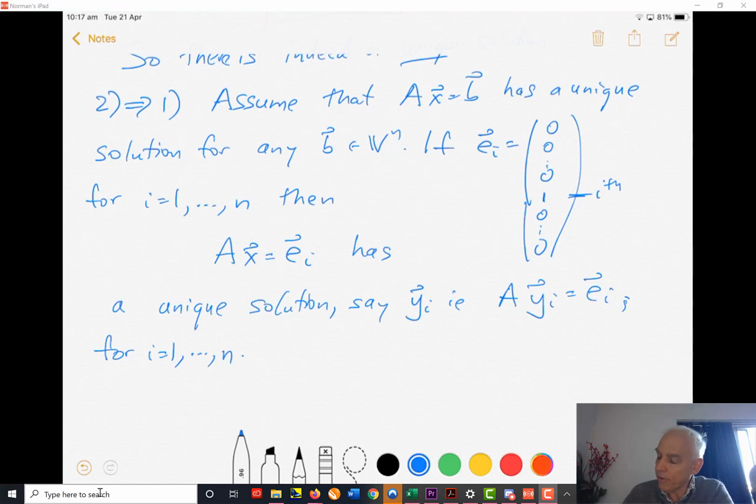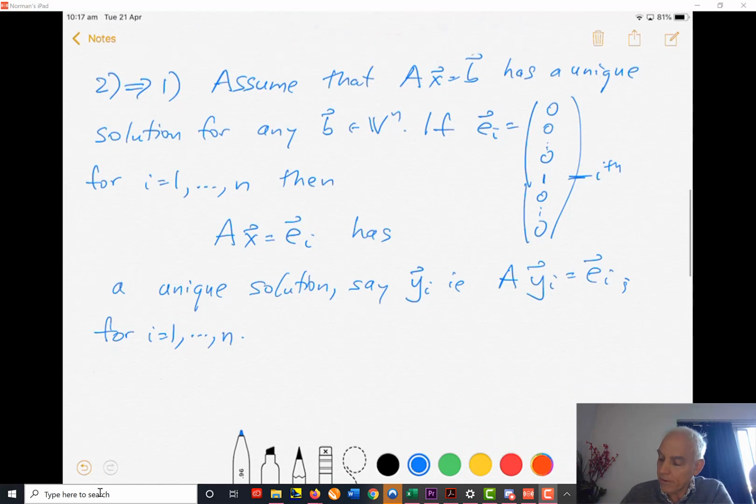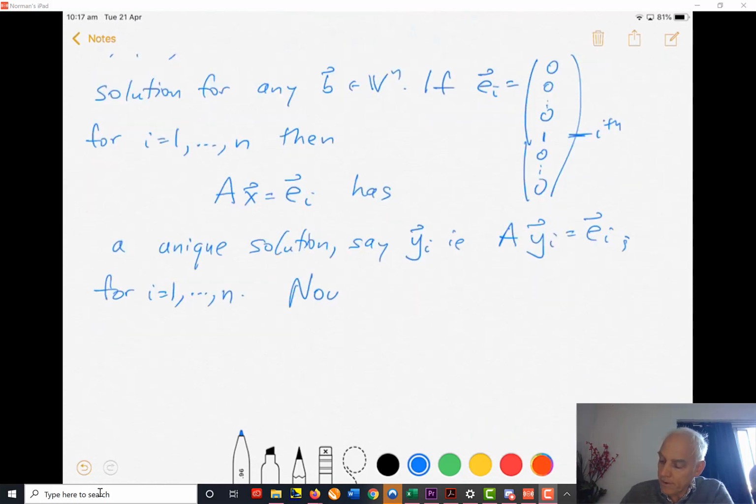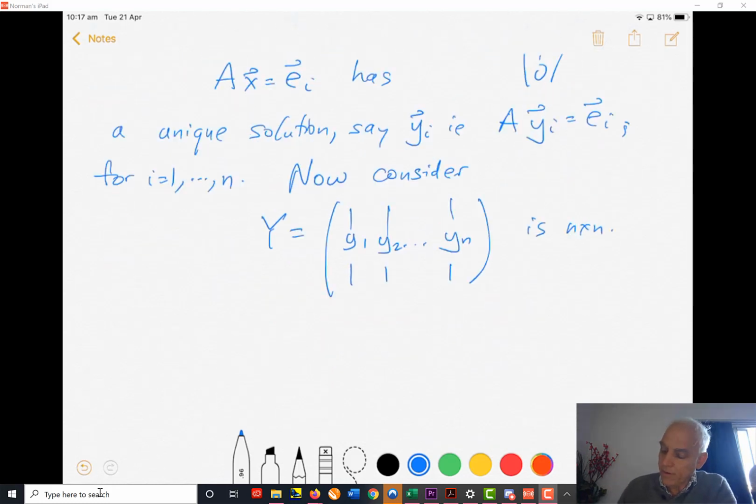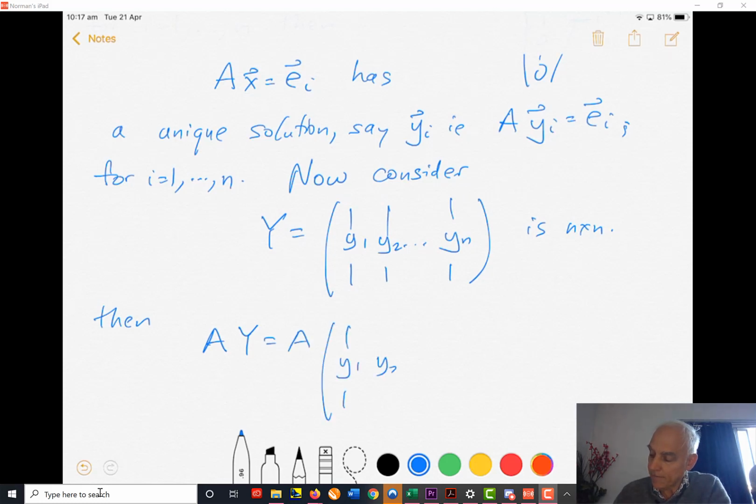Now what we do is we consider putting them all together. Consider the matrix, say, Y, which has Y1 as its first column, Y2 as its second column, all the way up to Yn as the last column. This is also n by n. Then, what is A times Y going to be? So A times Y is A times [Y1, Y2, up to Yn].